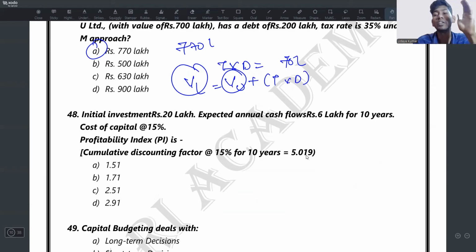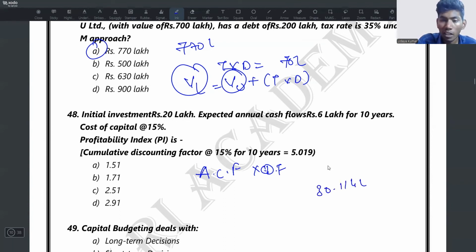What is the formula? Present value of cash inflows divided by initial investment. Clear? So first you have to calculate the present value of cash inflows, which is annual cash flows into cumulative discounting factor. So 6 lakhs into 5.019, you will get 30.114 lakhs. Thereafter, if you divide it by 20 lakh, you will get 1.5 something. So option A is the right option. Okay, clear?